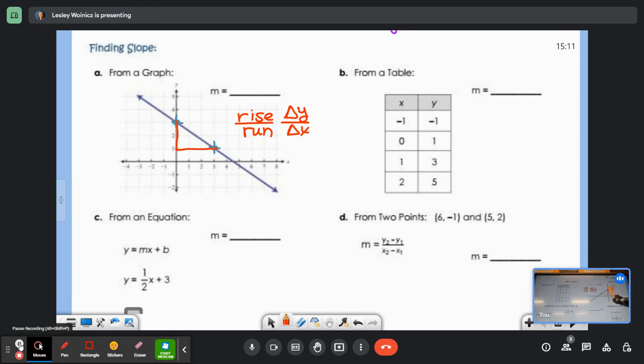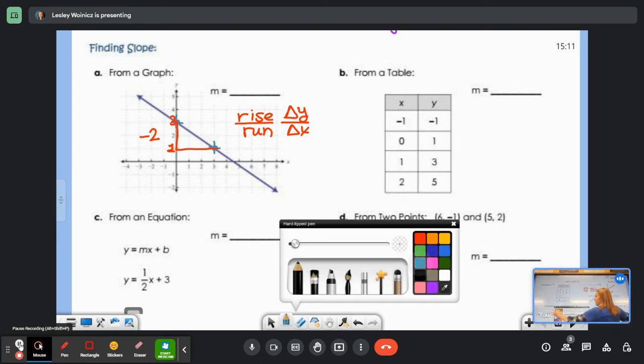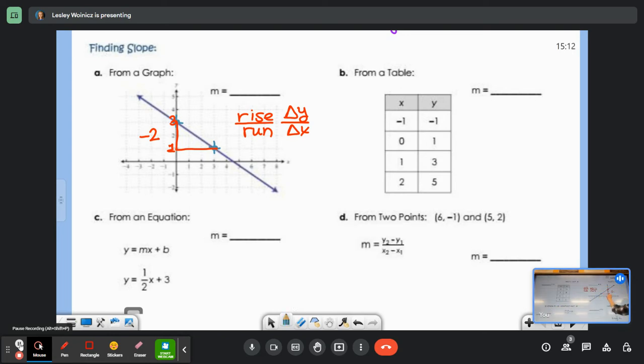So, what is my change in my y's going from 3 down to 1? Yeah, it's -2. Okay, now what is the change in my x's going from 0 all the way to 3? +3. Okay? Which one of those do I put on top in my numerator? The -2. So it goes -2 over 3.